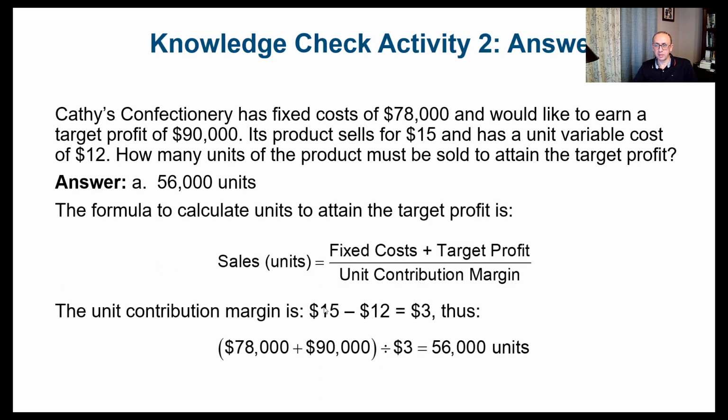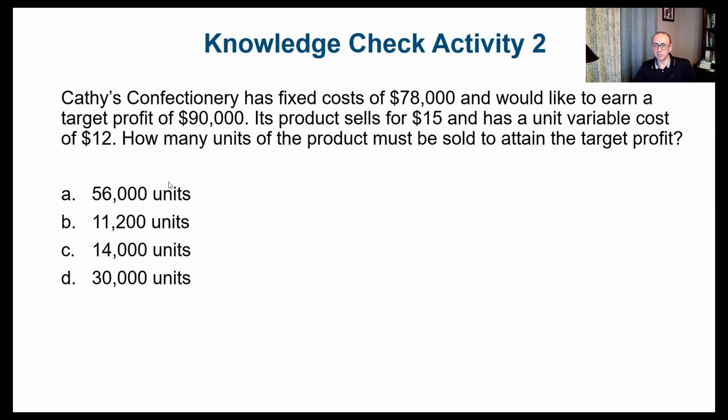So let's do the math here. Our fixed cost plus the target profit divided by the unit contribution margin. So 78 plus 90 all together divided by 3 would be equal to 56,000 units. So the right answer is A.